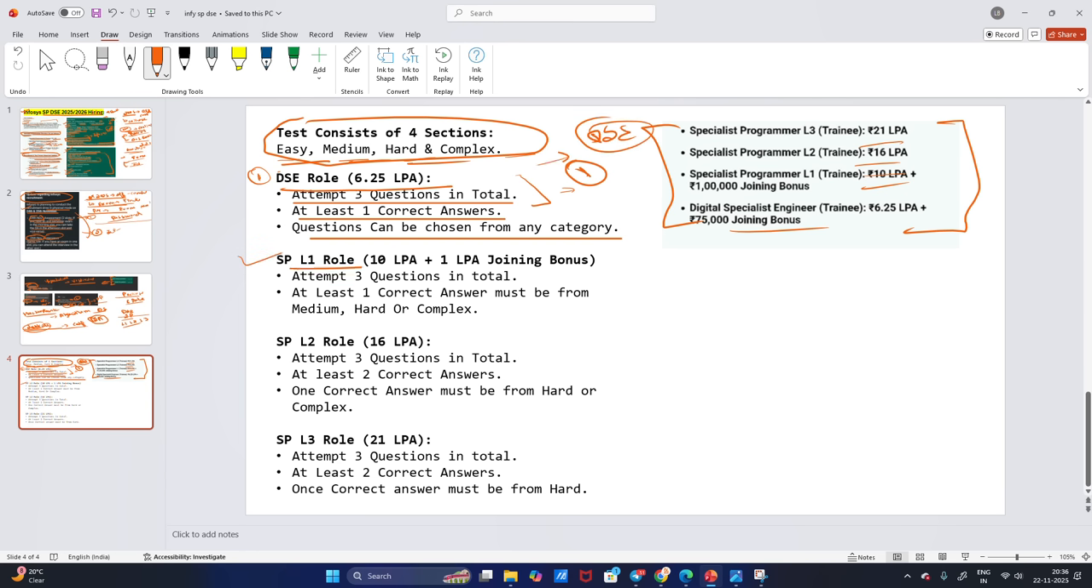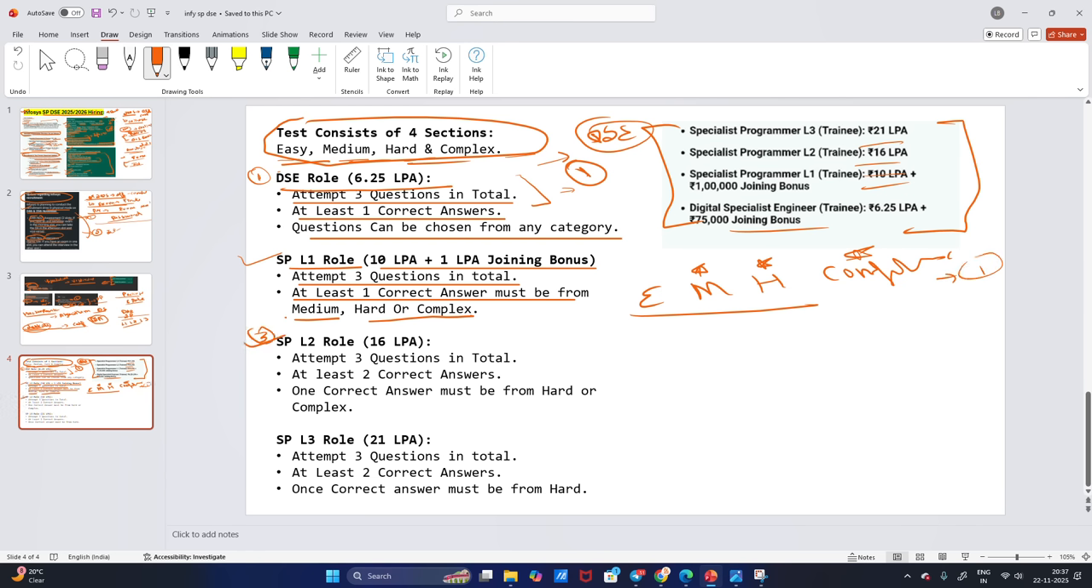Second is SP L1 role, that consists of an 11 LPA package. Attempt three questions in total. At least one correct answer must be from medium, hard or complex. There are four categories: easy, medium, hard and complex. Let's understand this. For the SP L1 role, at least you have to solve a medium question, hard question or complex question. At least one question should be correct.